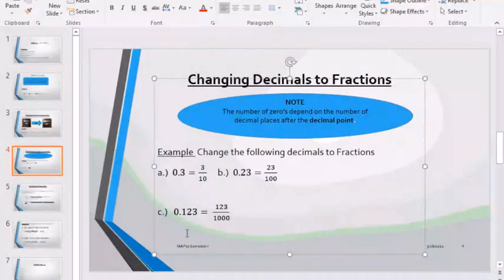And the last one, 0.123. 0.123, that's equivalent to 123 upon 1,000.